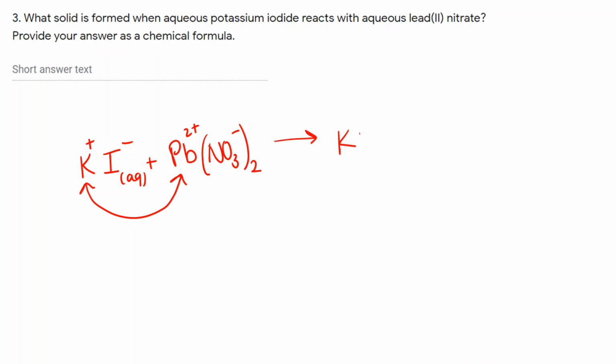So I'm going to form potassium nitrate. We've already established that that will be aqueous. Nitrates are always aqueous. And then we're going to form PbI. Now the charge on this lead is +2, and the charge on iodide is -1. So what you would need to type into this box, we need 2 iodides here. So you could just type in PbI2, and that would count as the correct answer.